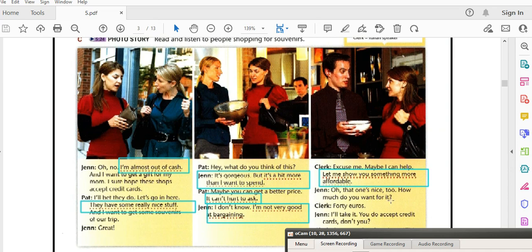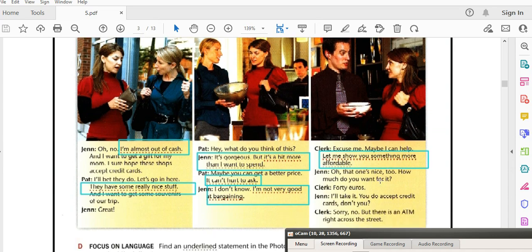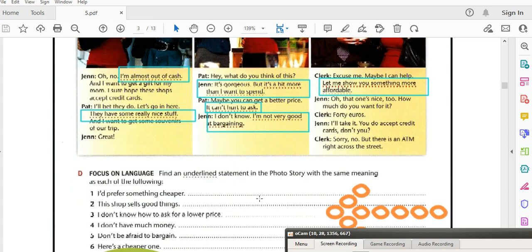Excuse me, maybe I can help. Let me show you something more affordable. Something more affordable and something cheaper. Let me show you something cheaper. Oh, that one's nice too. How much do you want for it? 40 euros. I'll take it. You do accept credit cards, don't you? Sorry, no. But there is an ATM right across the street. Okay.